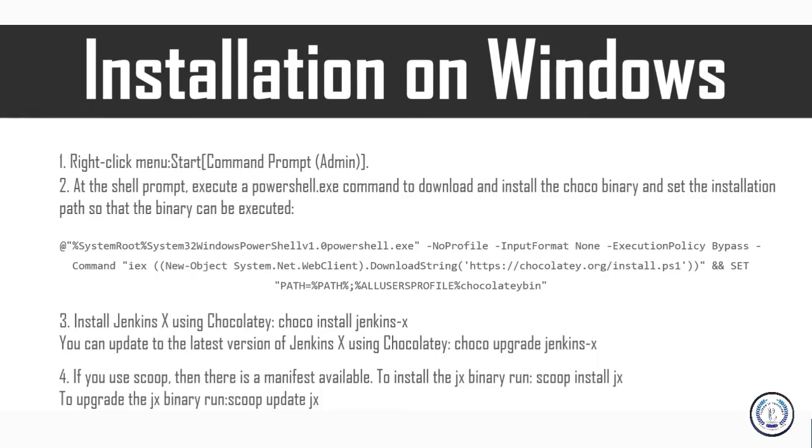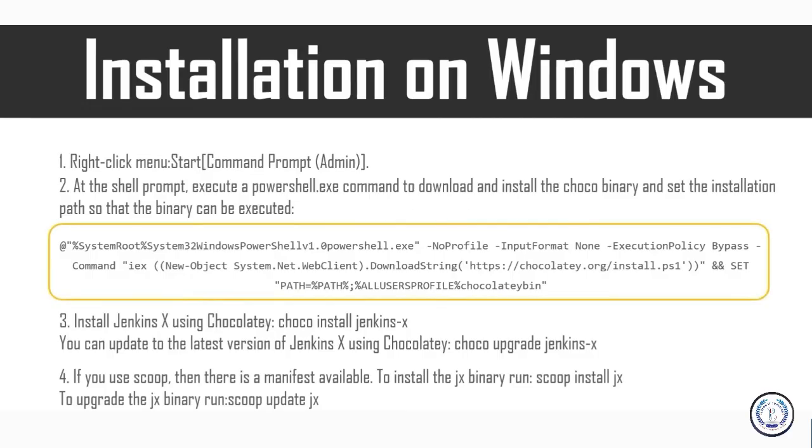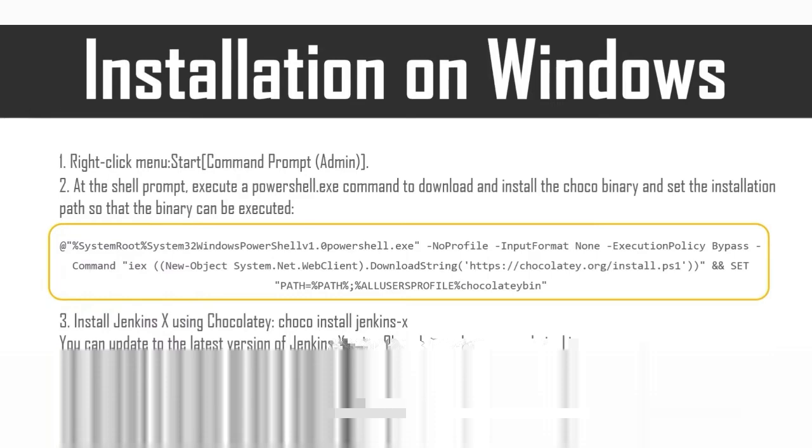As you can see here, at the shell prompt, execute a PowerShell.exe command to download and install the Choco binary and set the installation path so that the binary can be executed. When you open the PowerShell, you have to execute this command here. Once you run this command, you need to install JenkinsX using the Chocolatey package, which is a third-party application. The command for that is choco install JenkinsX. And you can update to the latest version of JenkinsX using Chocolatey by the command choco upgrade JenkinsX.